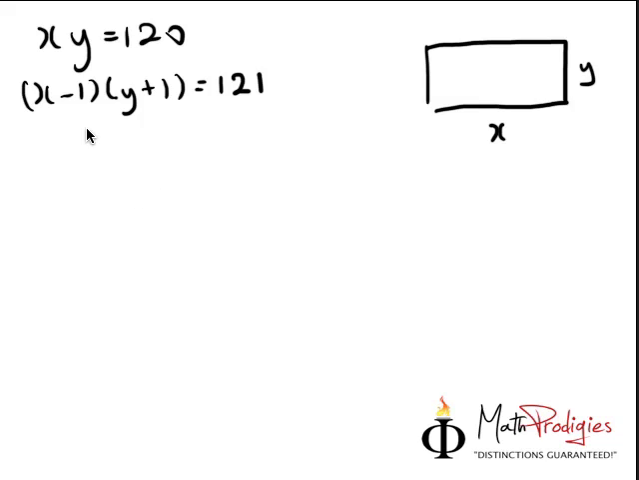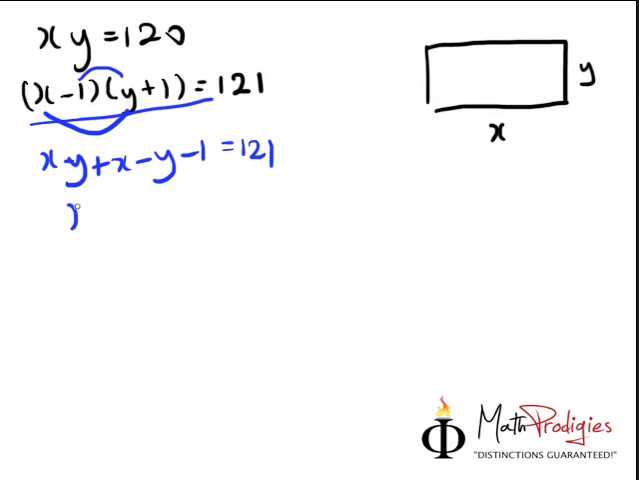Now, how do we do this? This actually involves something called simultaneous equations, but I'm just going to do this for you without using simultaneous equations. I'm just going to open this up first. We get x minus 1 times y plus 1. So x times y gives you xy. x times plus 1 gives you plus x. Minus 1 times y gives you minus y. Minus 1 times 1 gives you minus 1, equals 121. So what we get here is xy plus x minus y equals 122, because 121 plus 1.